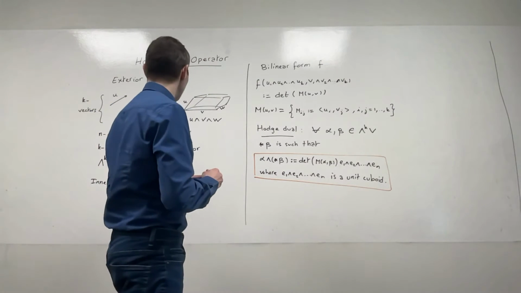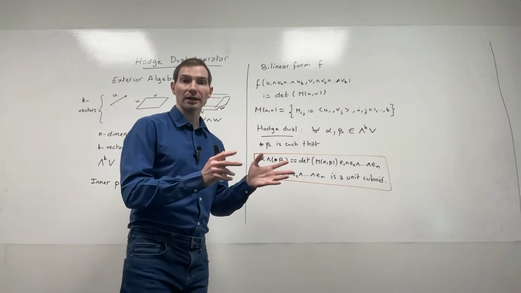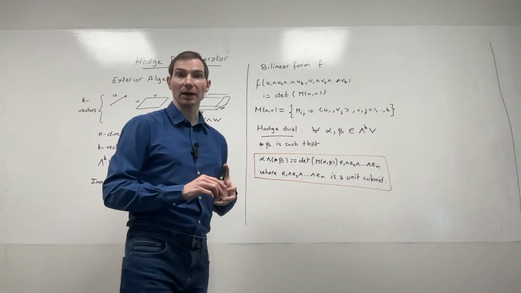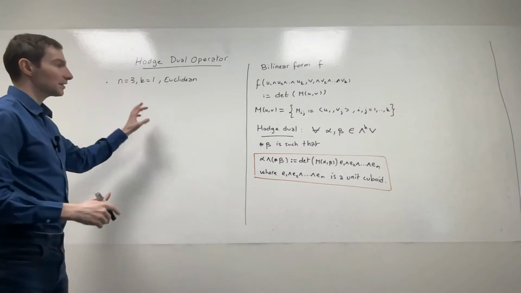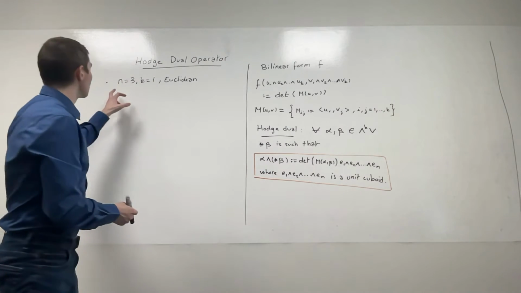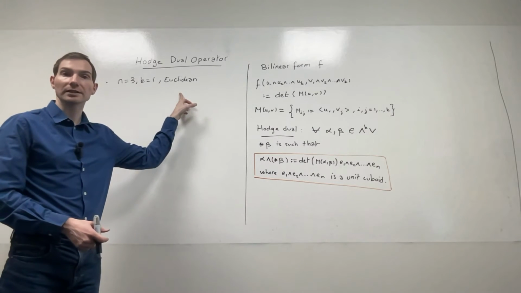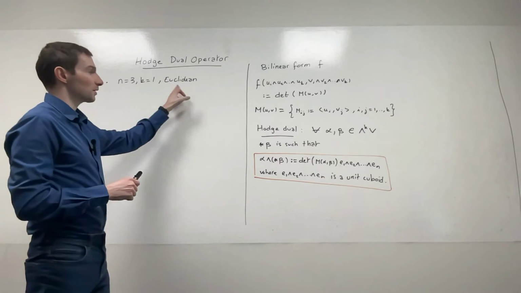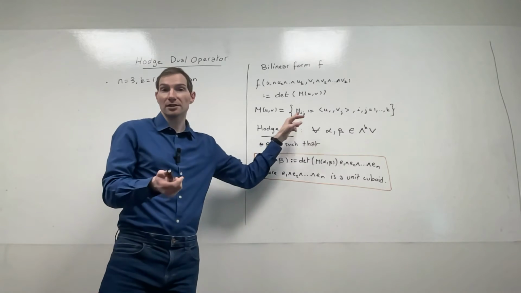So what we are going to do here, I'm going to erase on that board, and then we are going to apply that to the case n is equal to 3 and see how that goes. Now we are going to try to find the Hodge dual in the case of n is equal to 3 and k is equal to 1, with a Euclidean inner product. The reason I need to specify this is because it is going to enter into the matrix here, at least if we need it.